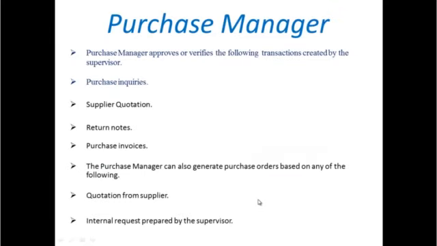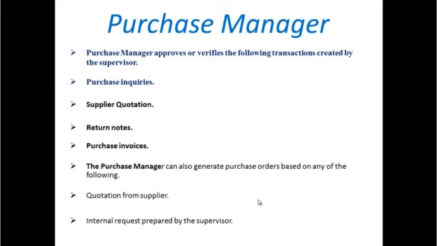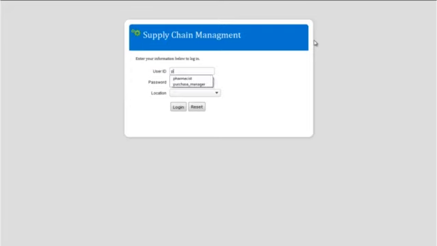Purchase Manager. The Purchase Manager approves or verifies the following transactions created by the supervisor: purchase inquiries, supplier quotation, return notes, purchase invoices. The Purchase Manager can also generate purchase orders based on any of the following: quotation from supplier, internal request prepared by the supervisor. Let's log in by using Purchase Manager credentials.